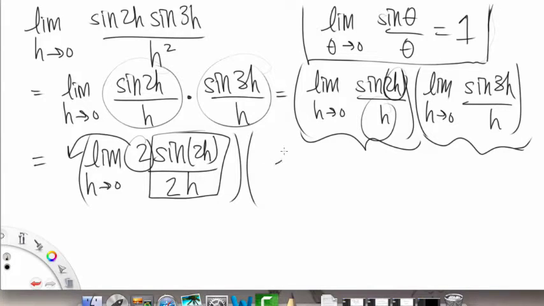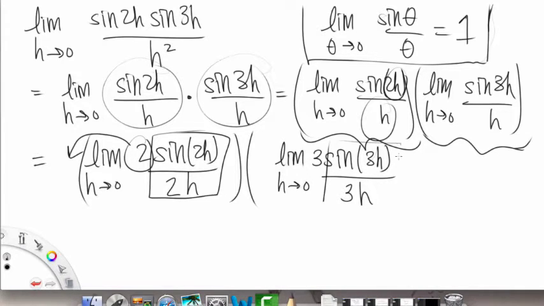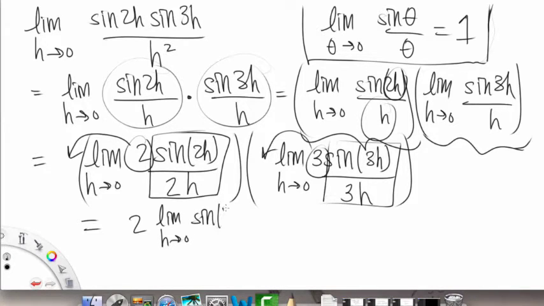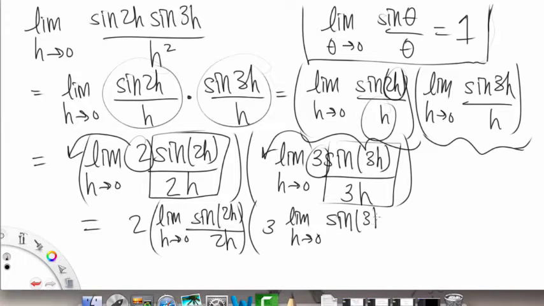And then for the second part, we have the limit as h approaches 0 of sine, this time, of 3h. We have that h already on the bottom, but now we want a 3 down here, so we have to multiply times a 3 in front. Again, this part equals 1, and this 3 will come outside. So we have a 2 times the limit as h approaches 0 of sine 2h over that same 2h, so that's good. And then we have a 3 times the limit as h approaches 0 of sine of 3h over that same 3h here.